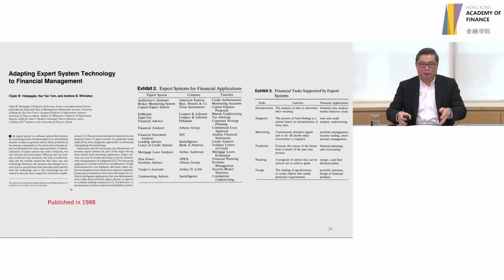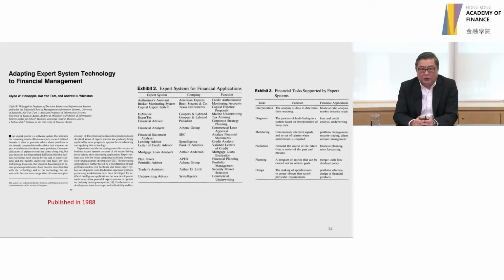So in preparing for this presentation, I went back to my old research work and tried to dig up something. I found one paper that I published more than 30 years ago. The title is Adapting Expert System Technology to Financial Management. Expert system technology is one of the deductive reasoning technologies, and firms actually used it in developing financial applications.